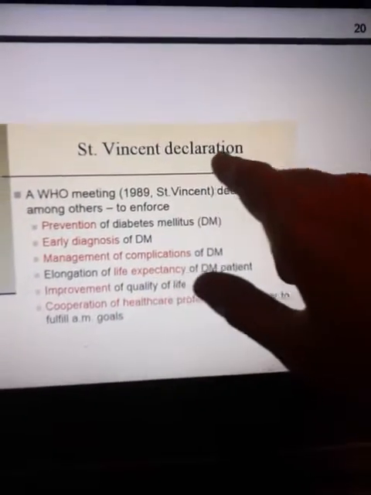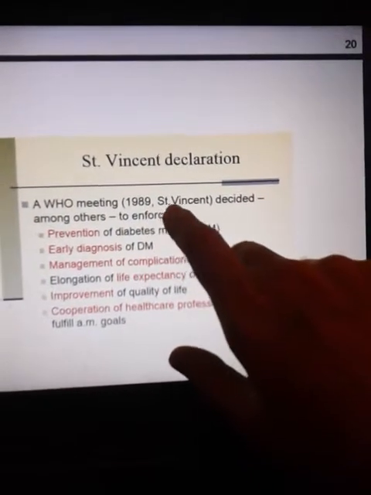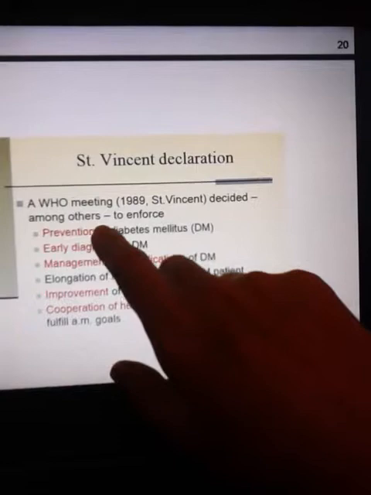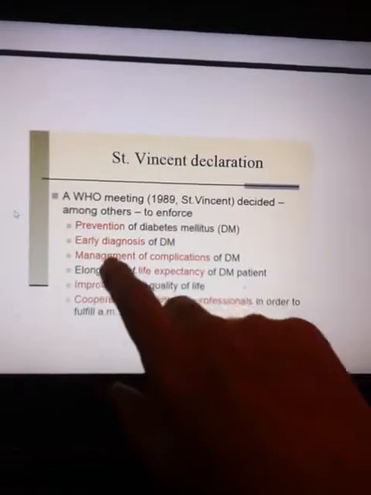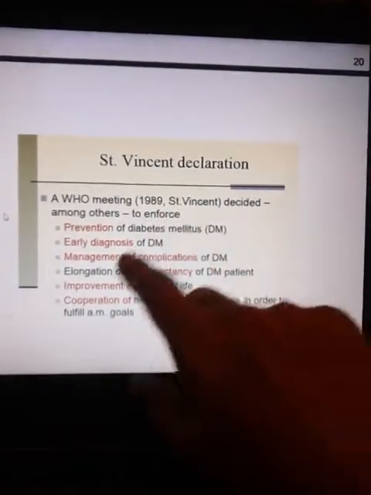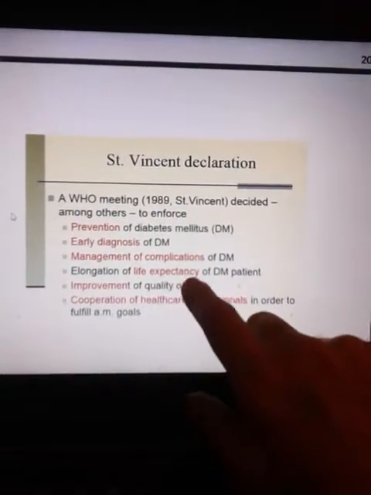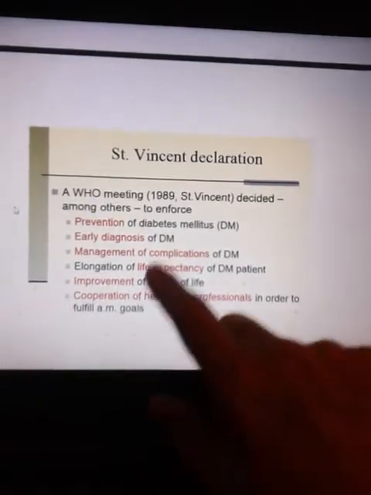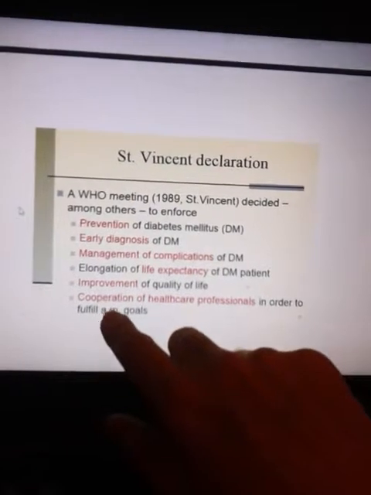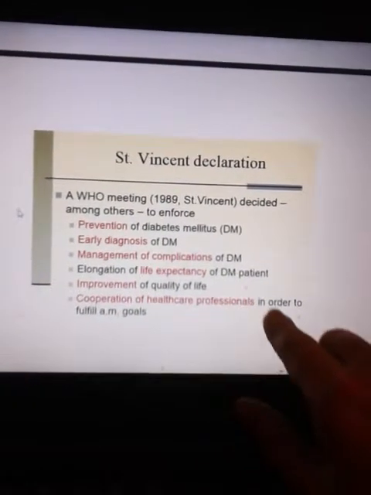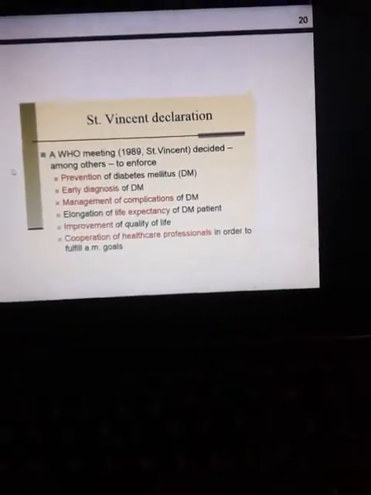St. Vincent Declaration. A WHO meeting in 1989 in St. Vincent decided among others to enforce prevention of diabetes mellitus, to enforce early diagnosis of diabetes mellitus, to enforce management of complication of diabetes mellitus, to enforce elongation of life expectancy of diabetes mellitus patient, to enforce improvement of quality of life, and to enforce cooperation of healthcare professionals in order to fulfill AM goals.